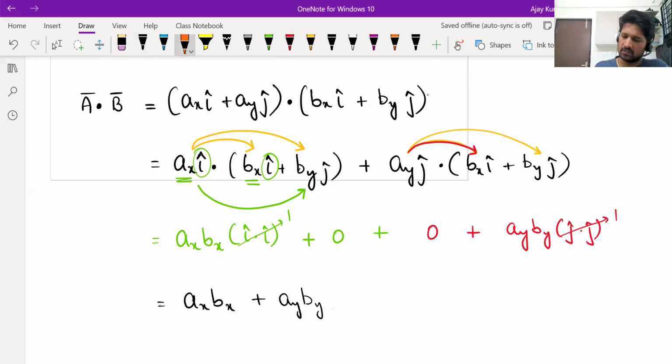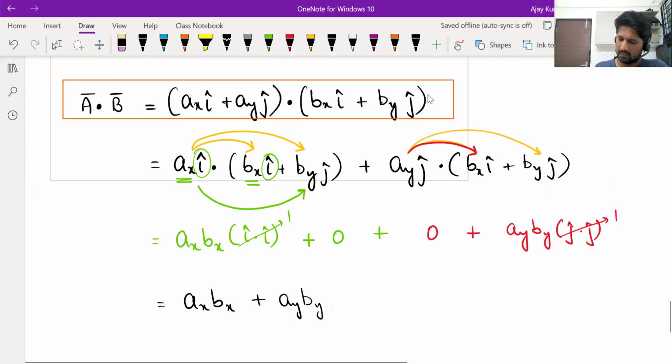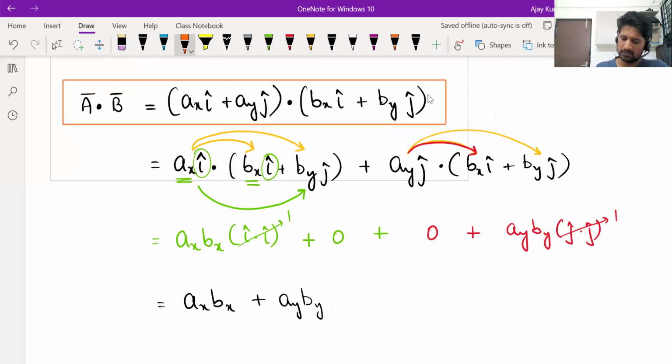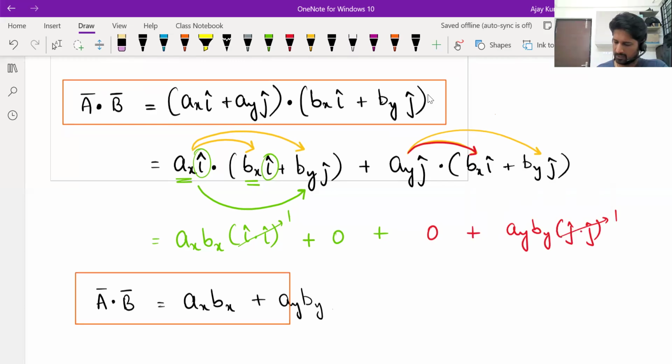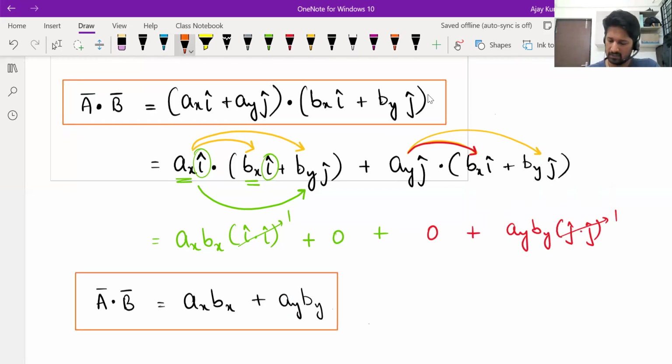Okay, so if you are generally given two vectors like this in terms of I cap j cap, this is how you evaluate their dot product. A dot b is equal to the product of their x components plus the product of their y components. And remember, the result of a dot product is a scalar value. There should not be any I cap or j cap placed in this. Okay, anyway, we'll apply this many times. You'll get used to it.